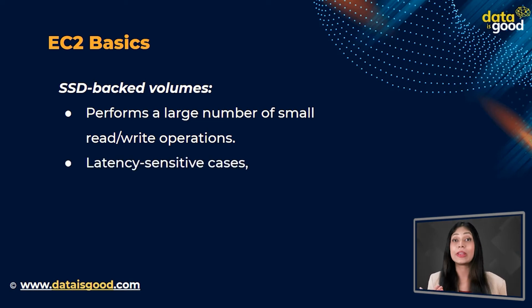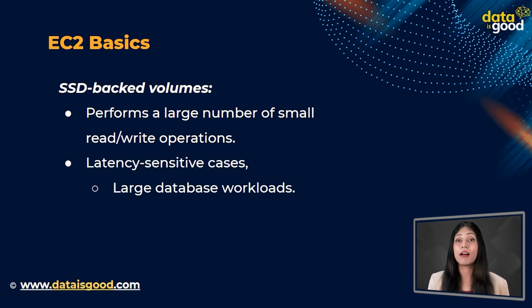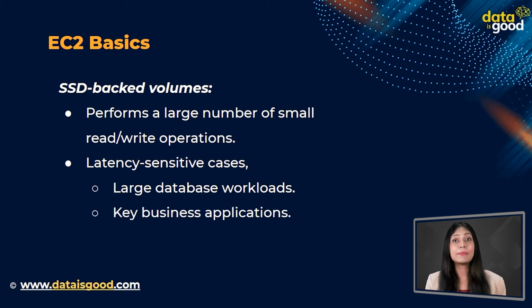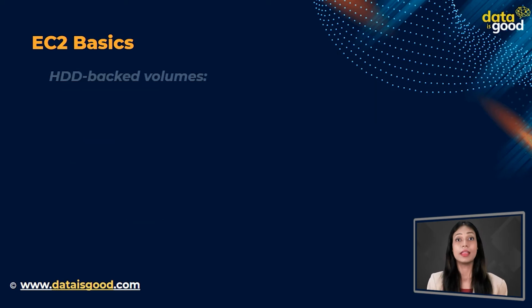They are useful for latency-sensitive cases such as large database workloads, for example MySQL, Cassandra, MongoDB, and Oracle, and key business applications that require the kind of consistent performance that GP2 volumes cannot provide. All of this comes with a price of $0.125 per GB per month of provisioned storage and $0.065 per provisioned IOPS per month.